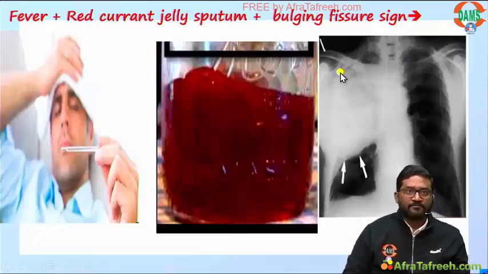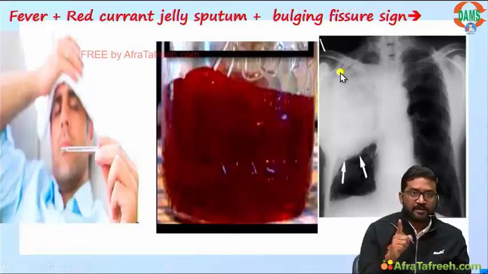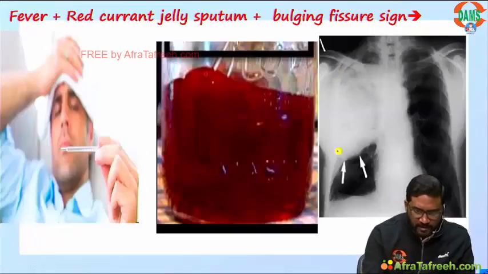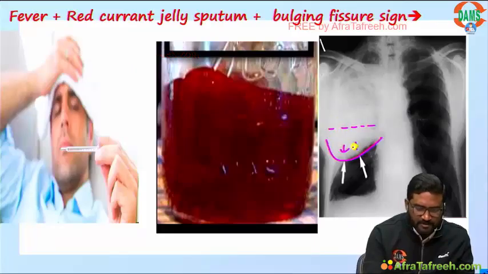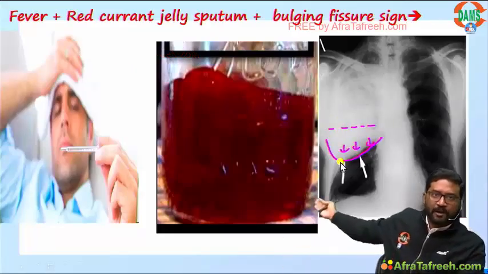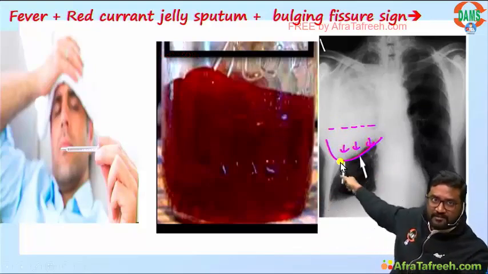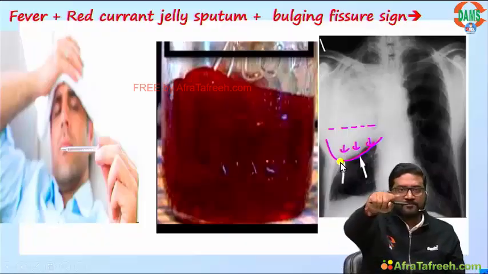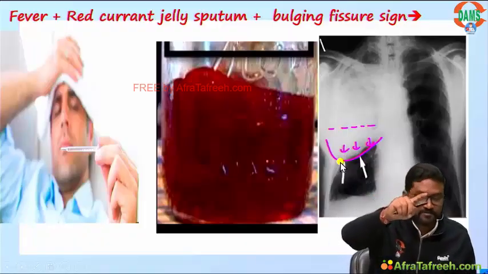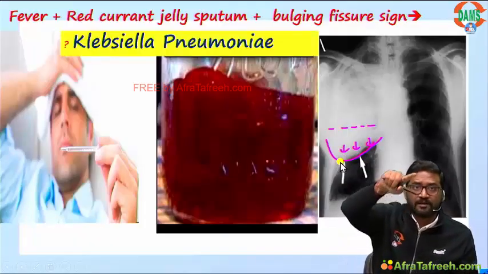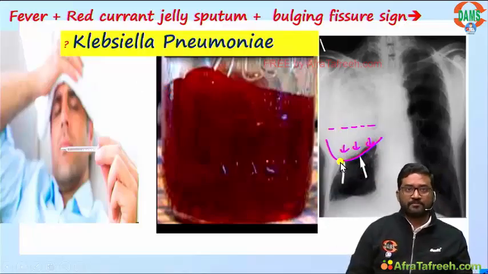Then this one, fever, red currant jelly sputum. Normally your horizontal fissure should be straight, but it has bulged down. This is called the bulging fissure sign. If you see this in combination, what should be your suspicion? Come on, what should be your suspicion? It is Klebsiella pneumonia.